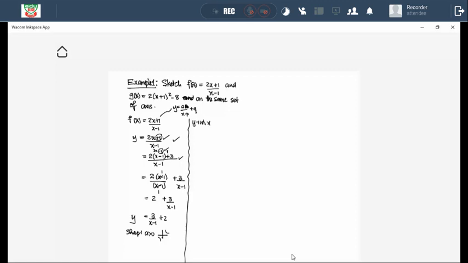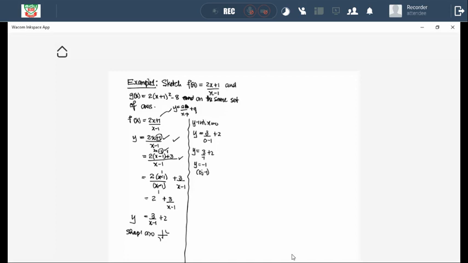For the y-intercept, I know that x is going to be equal to 0. So I'm going to say y is equal to 3 all over 0 minus 1, plus 2, which is y is equal to 3 over negative 1, plus 2, which is y is equal to negative 1. So this is the point 0, negative 1. Okay, right. Come to the next one.